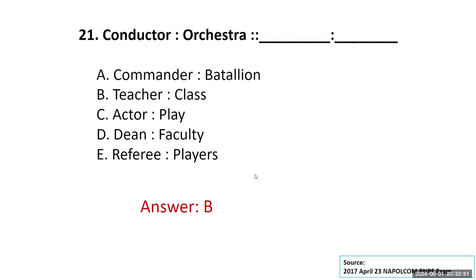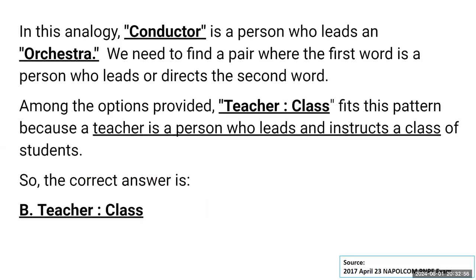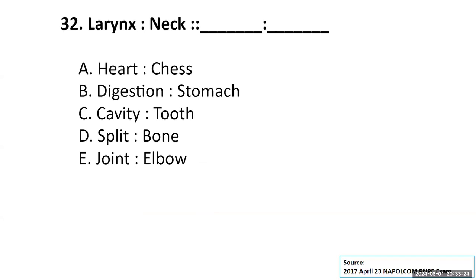Okay, the answer is letter B. Teacher is to class. In this analogy, conductor is a person who leads an orchestra. We need to find a pair where the first word is a person who leads or directs the second word. So among the options provided, teacher is to class fits this pattern because a teacher is a person who leads and instructs a class of students. So that's letter B. How about this one?